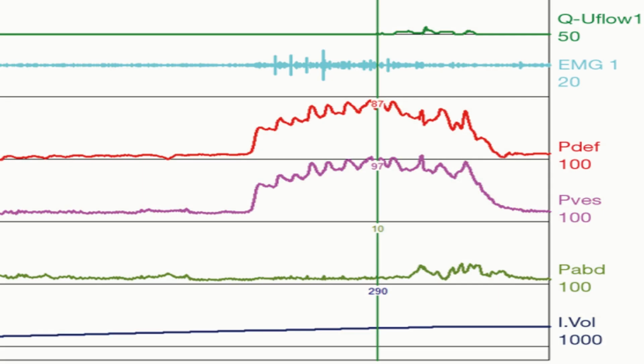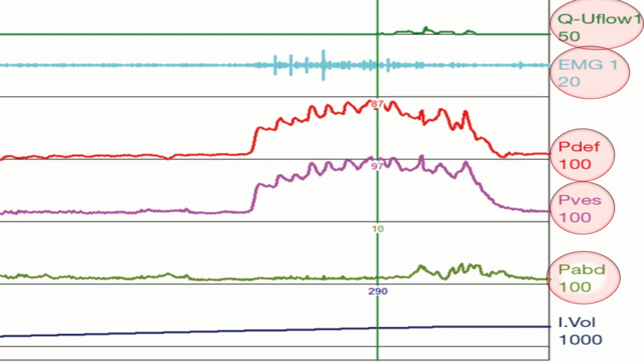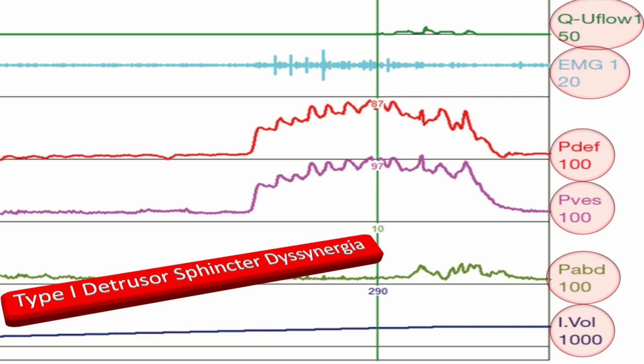In this graph, you can see reduced Q uroflow. At the time of void initiation, the EMG, electromyography, shows the recruitment, however, it quickly subsides and a small voided volume is obtained. The detrusor pressure rises to the mid-80s mm of water, which is not considered elevated at the time of void. The vesical pressure is also rising, probably because there is a problem of sphincter relaxation. No marked change is seen in the abdominal pressure, and the most likely diagnosis in such condition is type 1 detrusor sphincter dyssynergia. In type 1 DSD, there is intermittent sphincter contraction throughout the detrusor contraction.